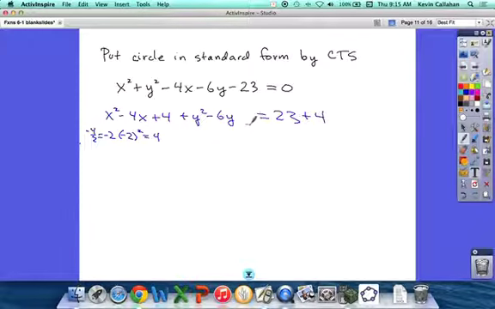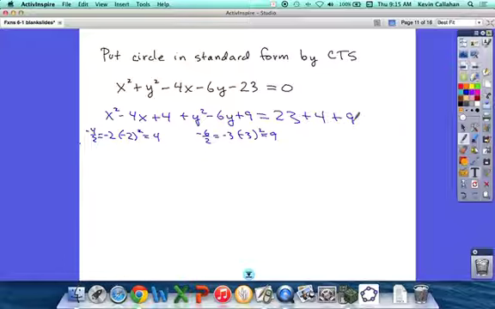What am I going to add to the y terms to complete the square? I think we did this one. Negative 6 over 2 is negative 3. Negative 3 squared is 9, plus 9. Again, because I added 9 to the left, I've got to add 9 to the right.